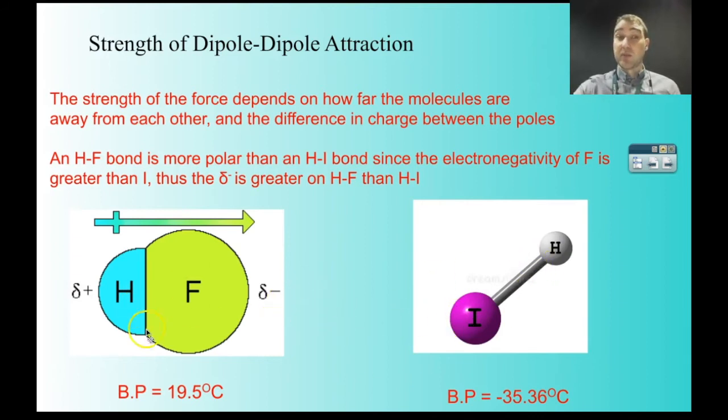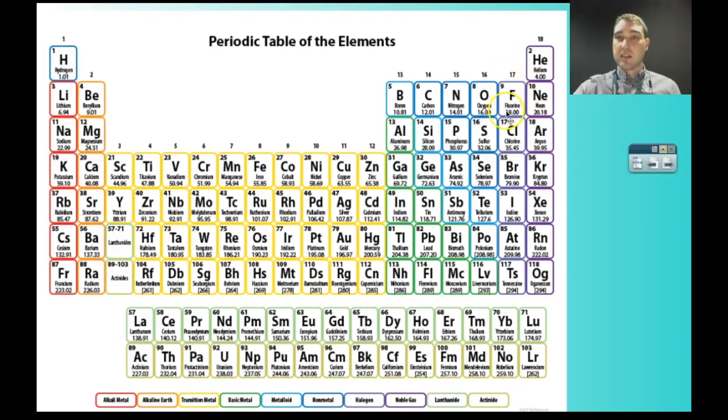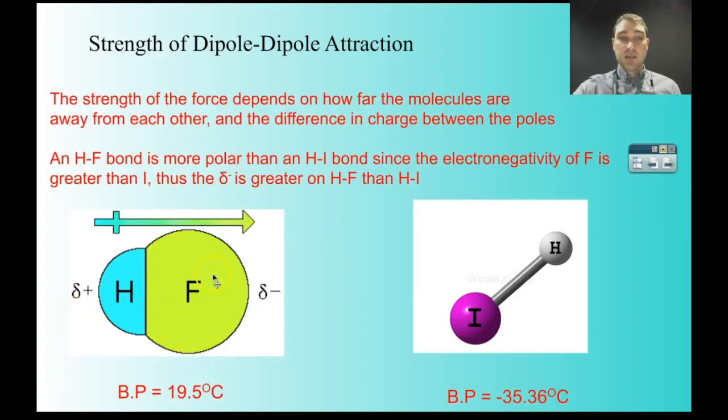Hydrogen iodide. If we have a look at this fluorine, again, if we go back to our periodic table, we can see that fluorine is further up and towards the right than iodine down here. So because of that, fluorine is more electronegative. Therefore, the delta negative charge here on the fluoride is going to be greater in size than the delta negative on the iodine over here in the hydrogen iodide.